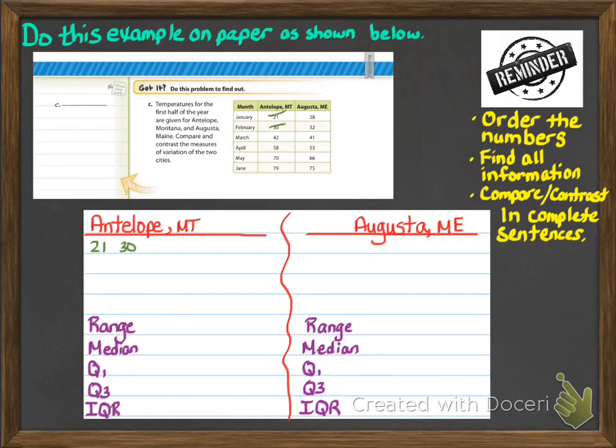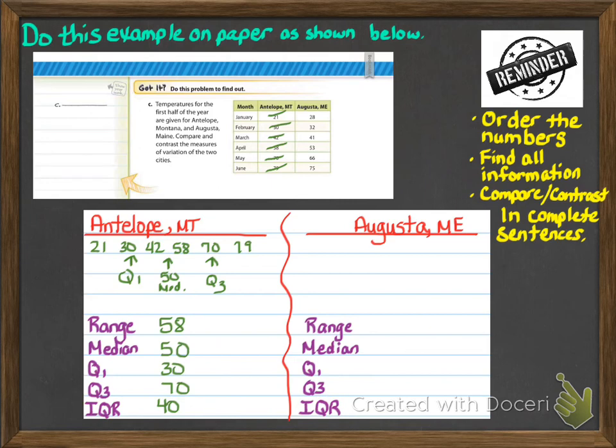So the first thing I did is I went ahead and put my numbers in order, and I'm kind of such a dork because I didn't realize they were already put in order for us, but hey, go with it. So in Antelope, Montana, I found that my range was 58, my median was 50, quartile 1 was 30, and the third quartile was 70, and my interquartile range was 40.